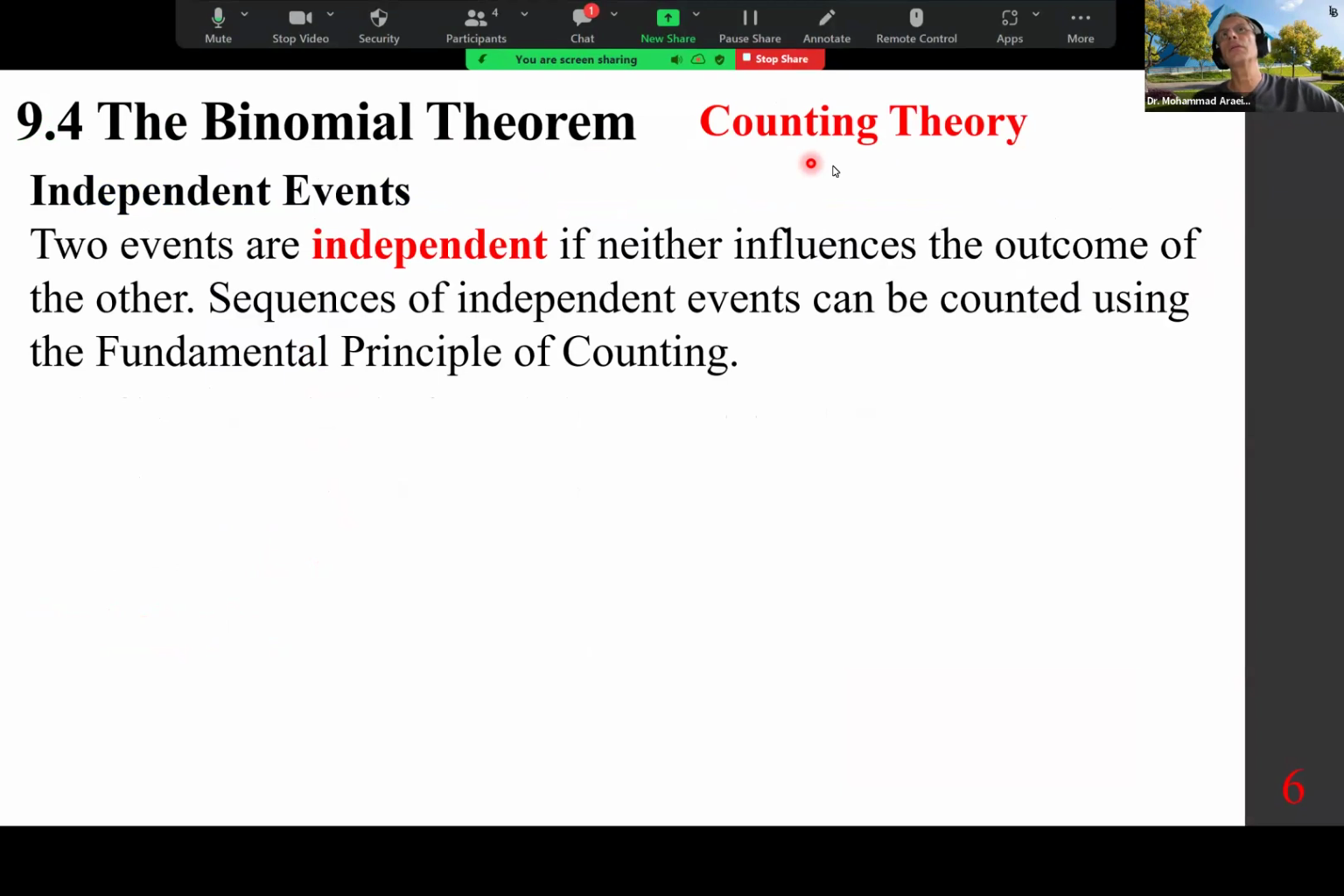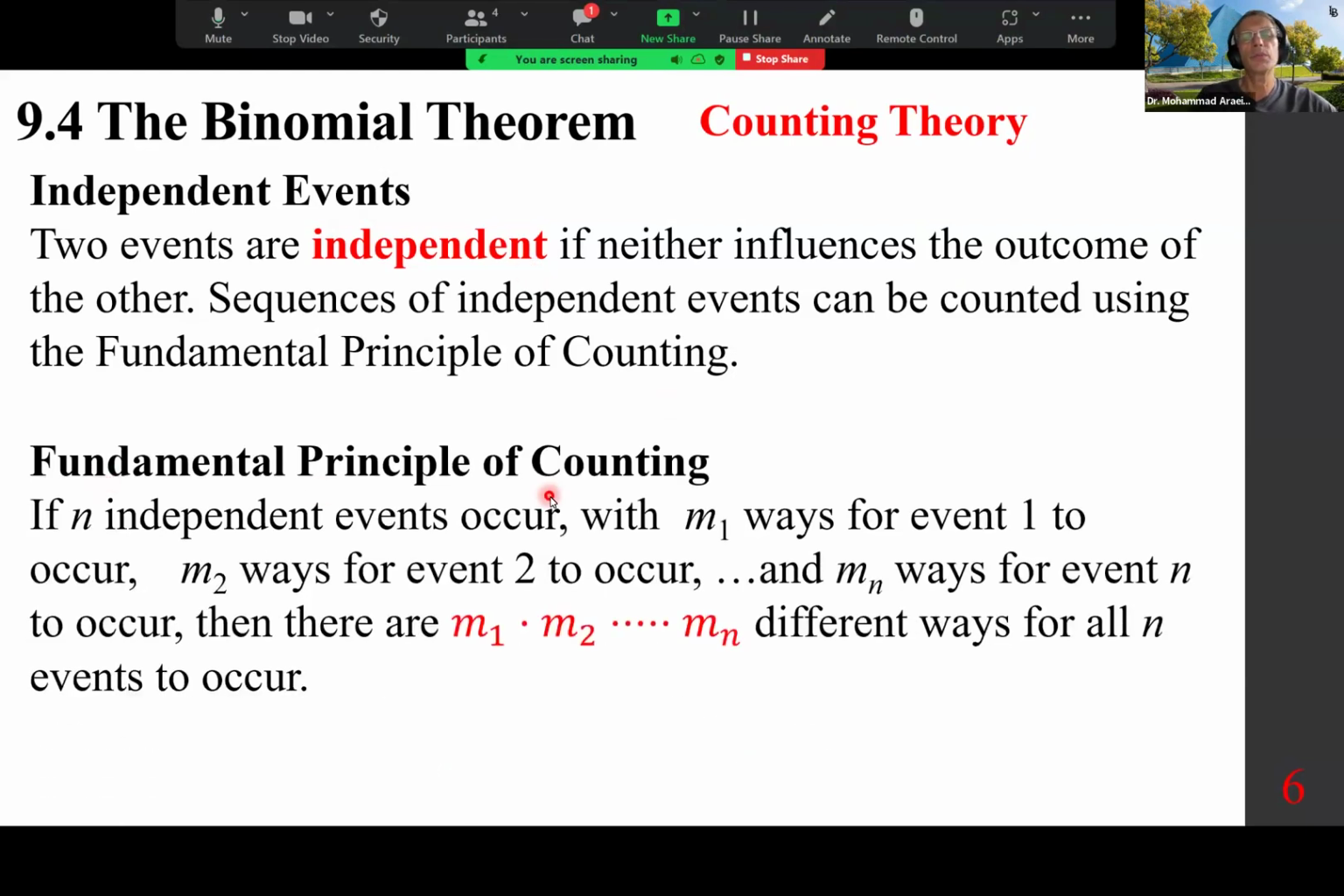The binomial theorem, we're going to go with the counting theory for now. Independent events have the following definition. Two events are independent if neither influences the outcome of the other. Sequences of independent events can be counted using the fundamental principle of counting. We have a specific definition with numbers and formulas for this in statistics.